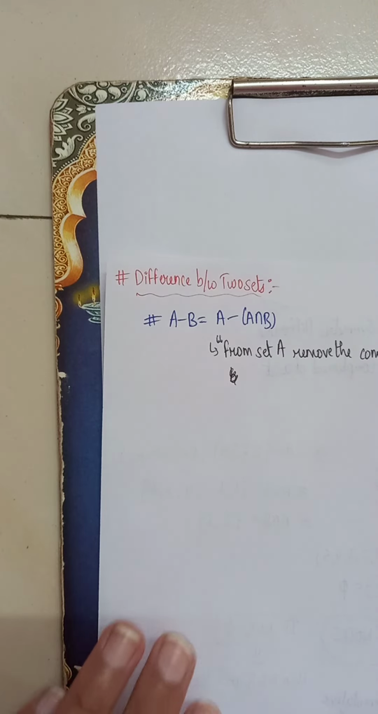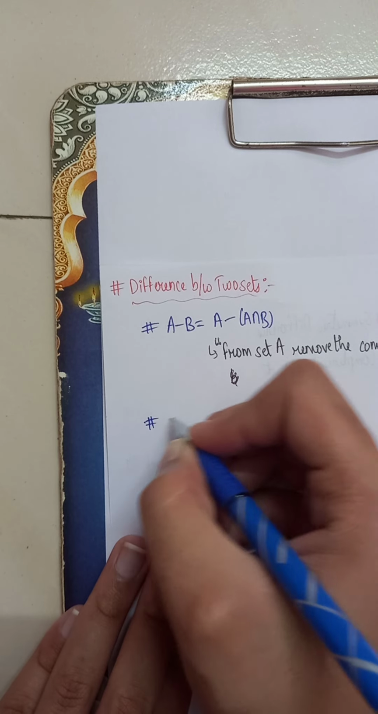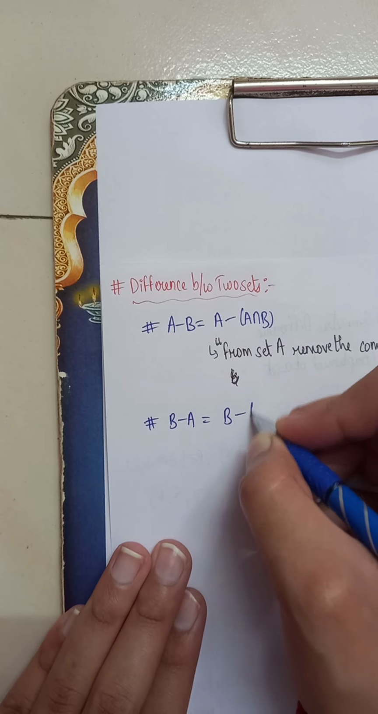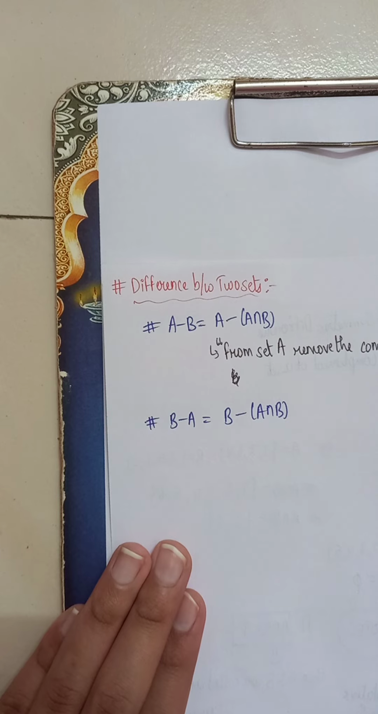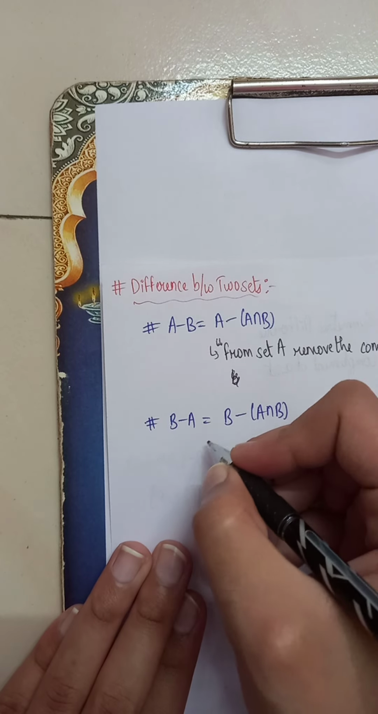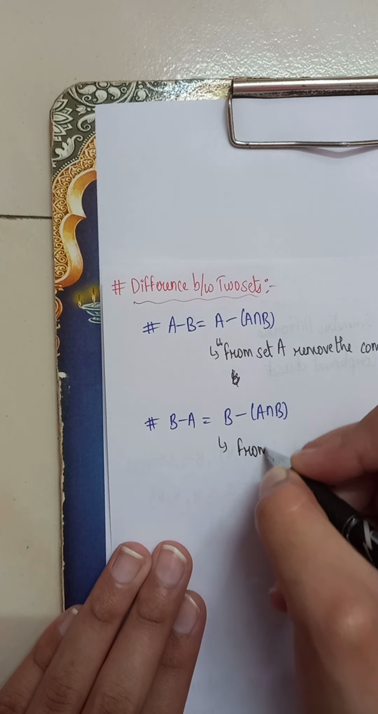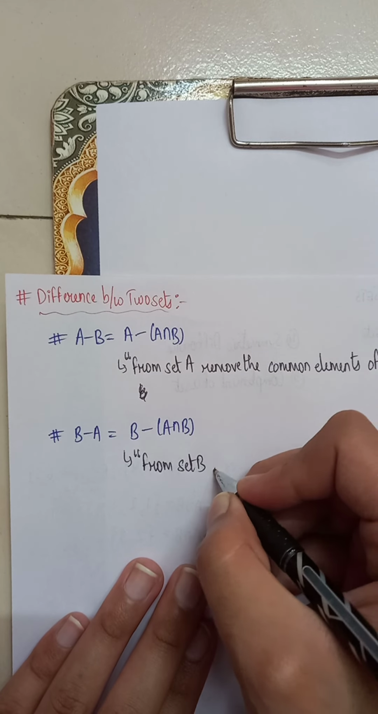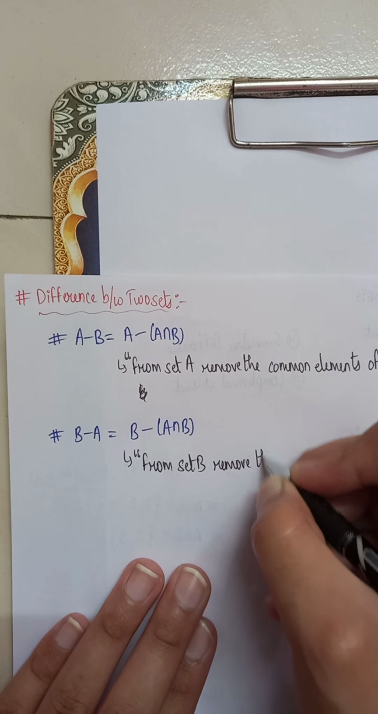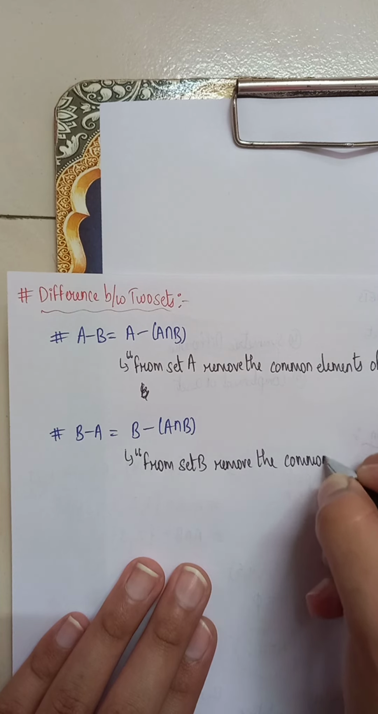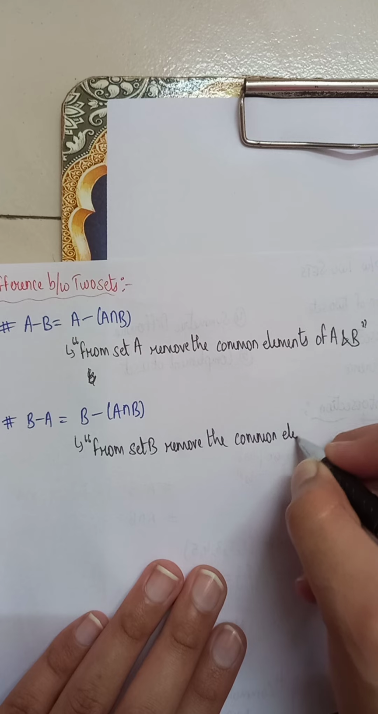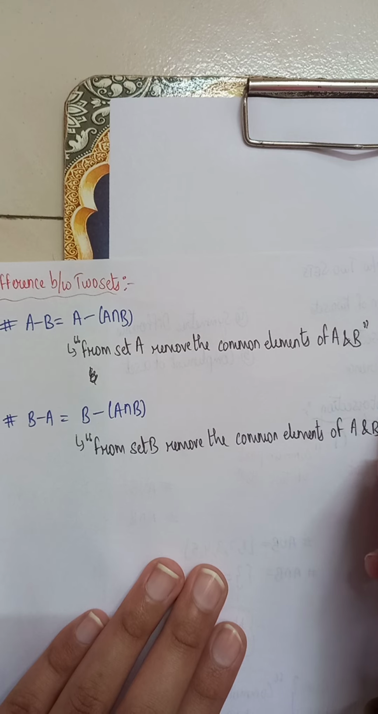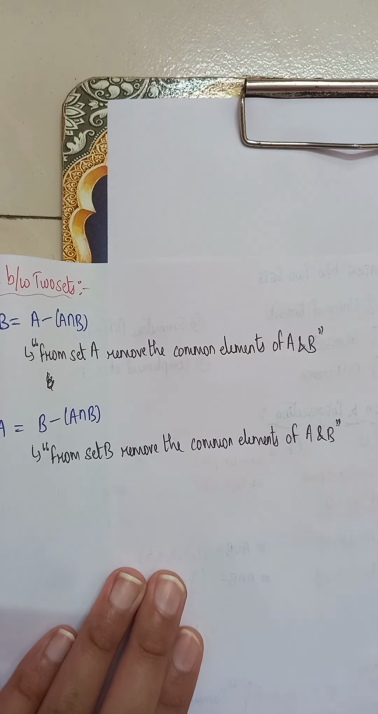In the same way, if I ask you what is B minus A, it is B minus A intersection B. B minus A means B minus A intersection B. It means that from set B, remove the common elements of A and B.